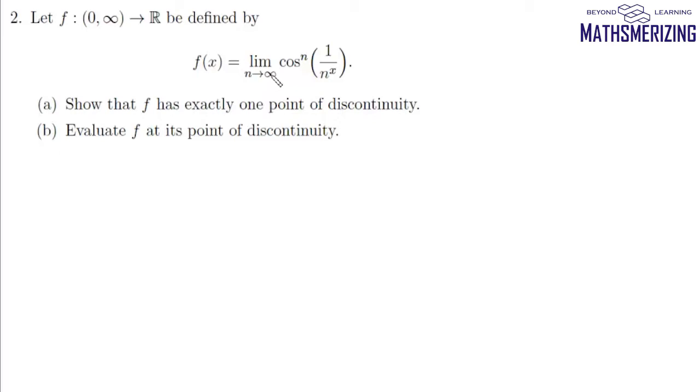Now question number 2 says, let f(x) equals limit n tends to infinity of cos to the power n of (1 by n) to the power x. Now first we'll define this function. So we know that this function is f(x) equals limit n tends to infinity, and this is (cos(1 upon n^x))^n.